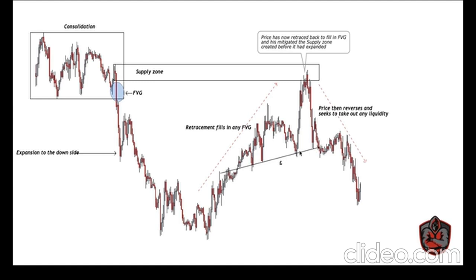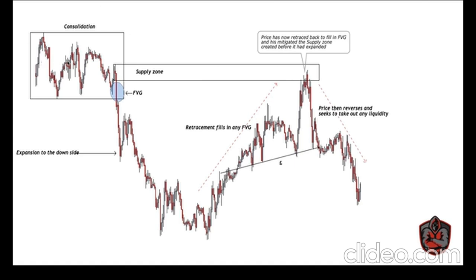And again, from a retail point of view, they would have bought off this trend line, they would have been in profit, and what do institutions do? Boom, sell price down to take out any stop losses at this trend line. Now, do you understand the cycle?